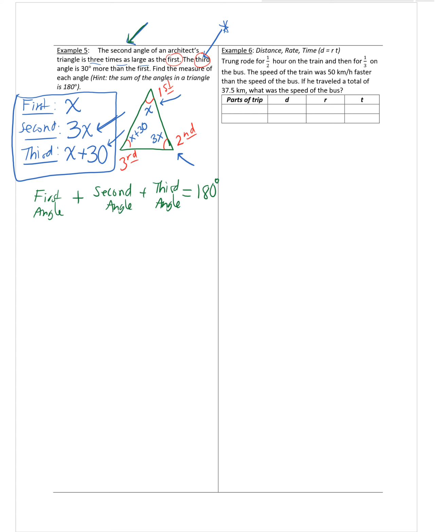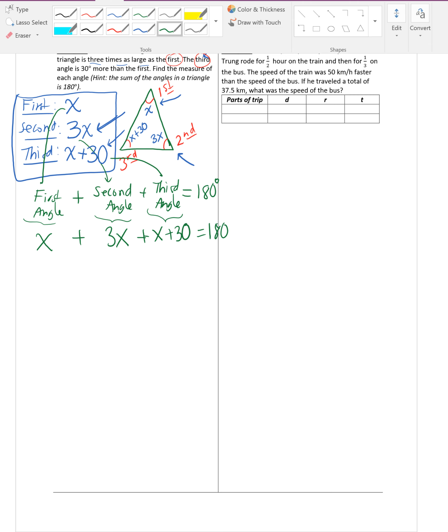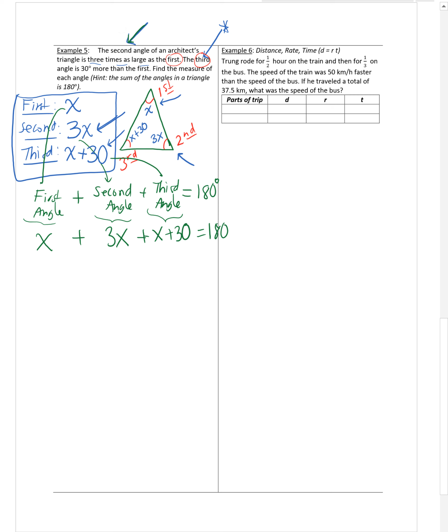All right, now that I have it written out, sort of in between words and math, now I'm going to replace first angle, we called that guy x. The second angle we called 3x. And that third angle was x plus 30. So this was this, this was this, this was this. That should be 180. Aha, we have it, you guys. We did it. Well, we have to solve it, but we did the hard part.